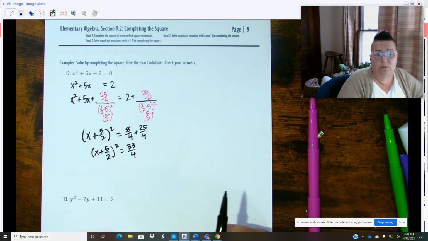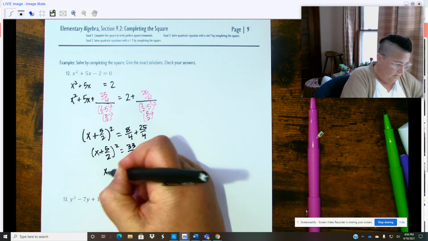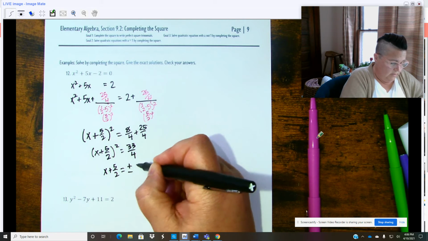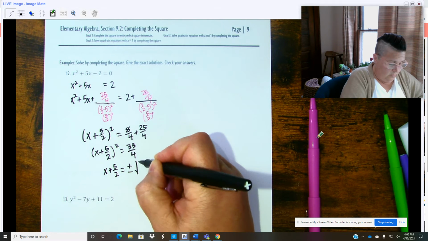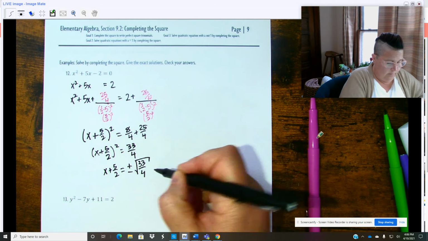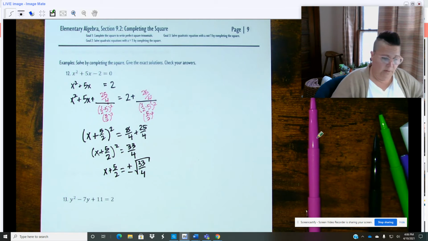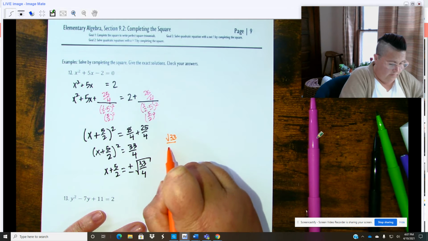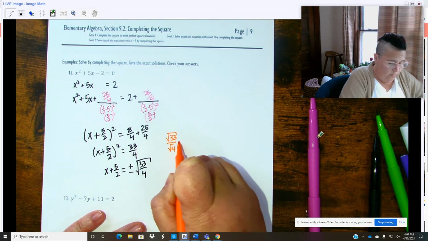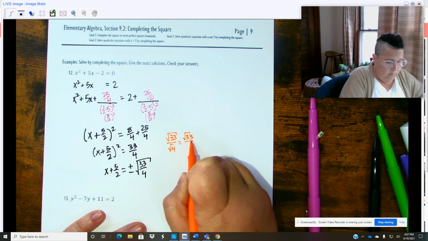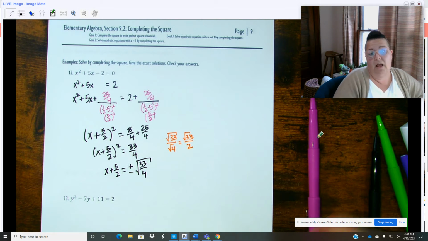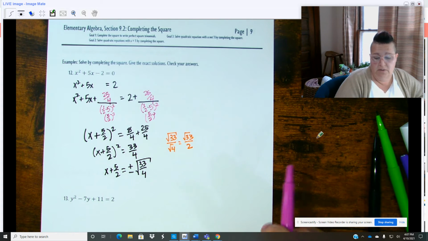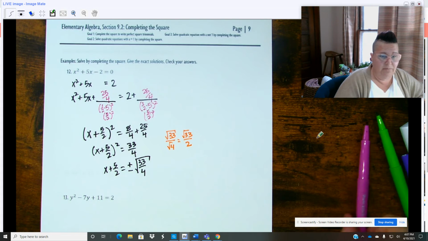Now I want to take the square root of both sides. So x plus 5 over 2 is going to be equal to plus or minus the square root of 33 over 4. Now, keep in mind, the square root of 33 over 4 is the square root of 33 over the square root of 4. So that's going to be the square root of 33 over 2. I want to simplify that as much as I can, in part because I can't have square roots in the denominator. So whenever possible, I want to eliminate that as an option.